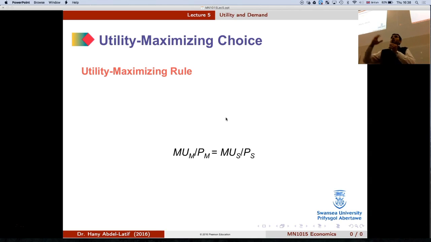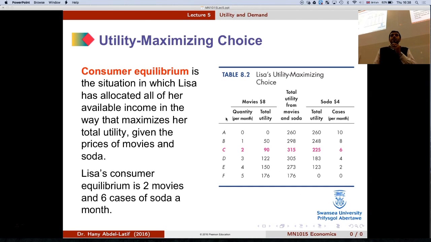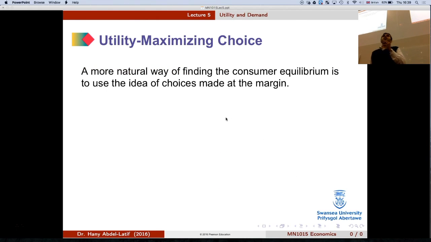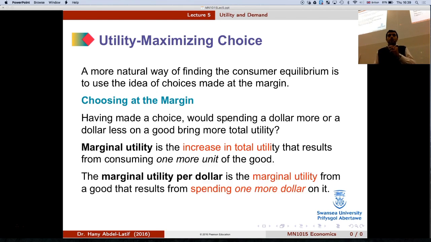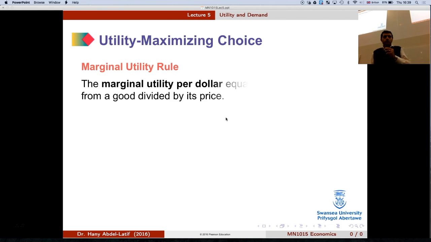So remember, rather than looking at the table here and trying to find the combination that will maximize her total utility, the marginal utility rule is very simple. You look at the marginal utility per dollar, and we want to find the combination that makes these two equal. The marginal utility per dollar for the two goods, which in our example are movies and soda.